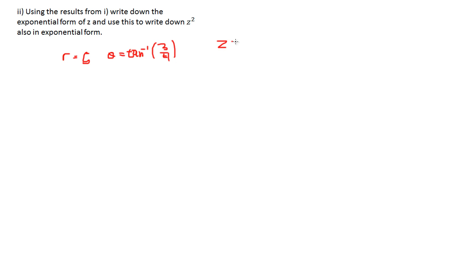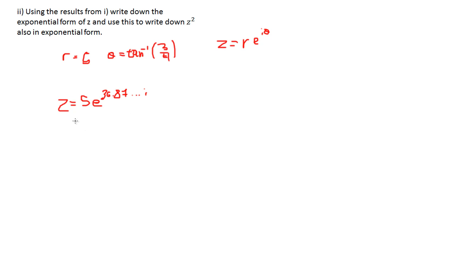Now the exponential form is z equals r e to the power of i theta. So we just gotta put these values into it. So z will be equal to 5 exponential, let's put it in degrees, 36.87 i, and that is the value that we get for the exponential form of z.